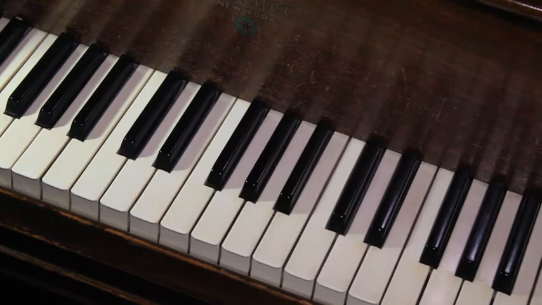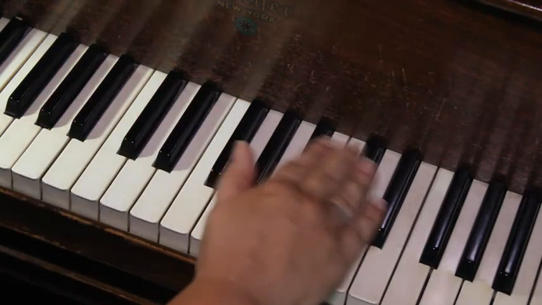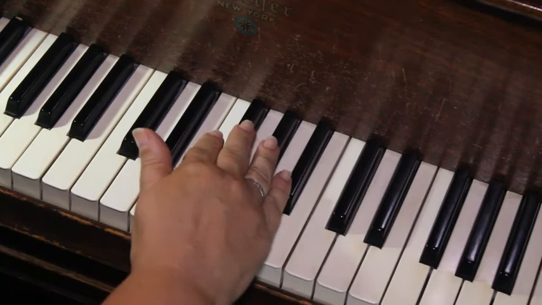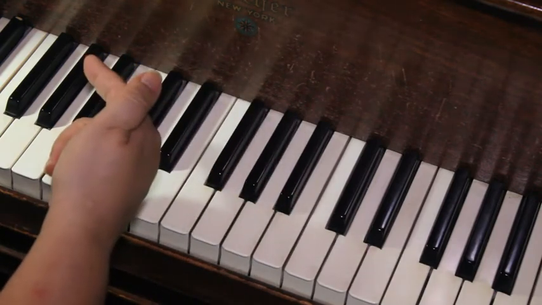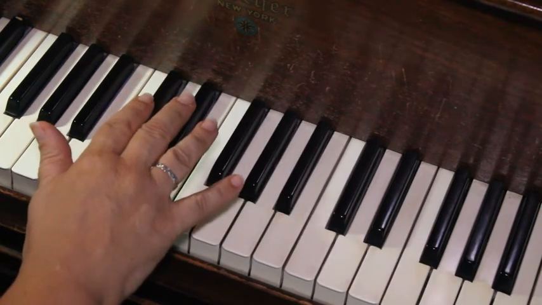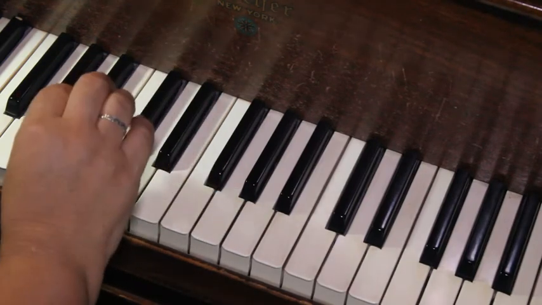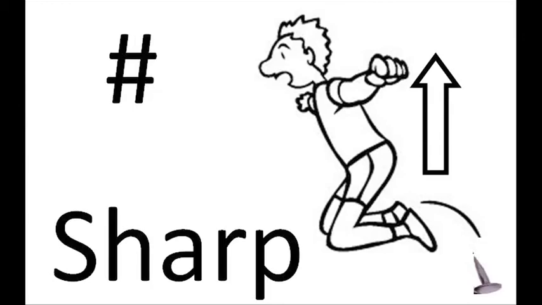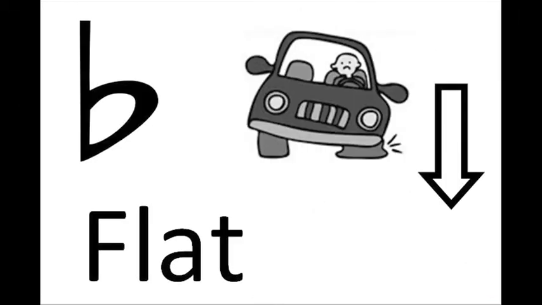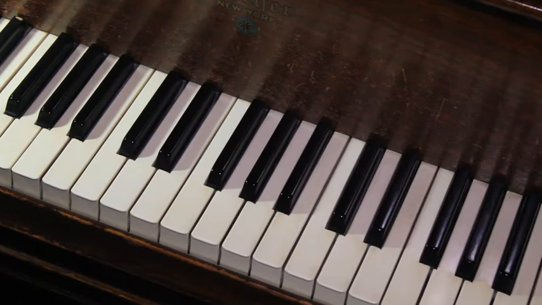Black notes can also be called flats on the piano. Flats are the black notes that are located to the left of the white notes. I'll explain that in a minute, but here's something to help you keep from mixing up the flats and the sharps. If you sit on something sharp, you would jump up. But if your car has a flat tire, it sinks down. Now, let's look at all the flat notes.